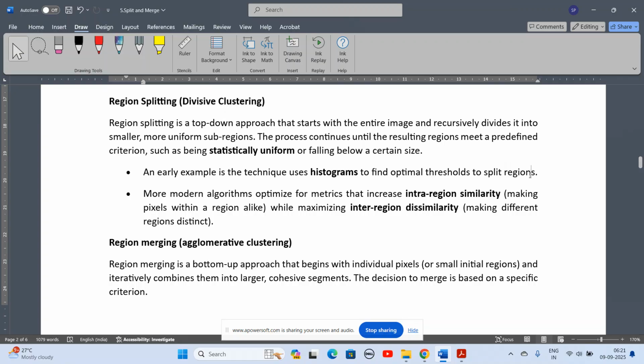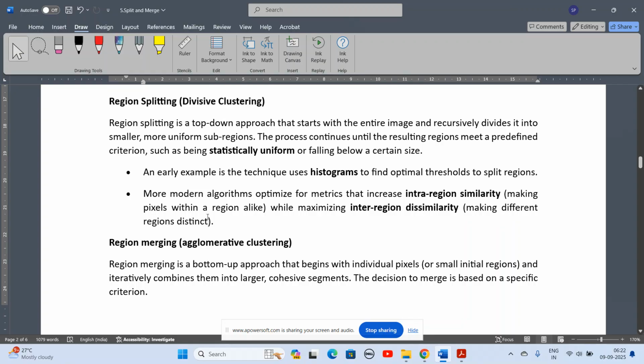The entire image will be considered as one part. We will find its histogram, and if the histogram is below the threshold, I will split the region into quadrants. The next concept in this divisive clustering is intra-region similarity and inter-region similarity. After dividing the region using the histogram, we make comparisons. Intra-region means we compare within the same region. Inter-region means we compare with different regions. Making the pixels within a region alike is intra-region; inter means comparing with other regions, making different regions distinct.